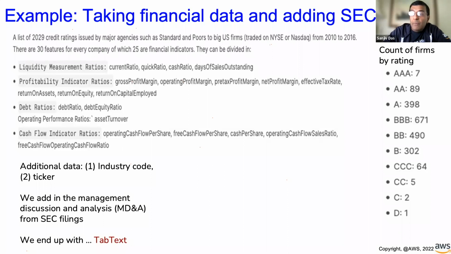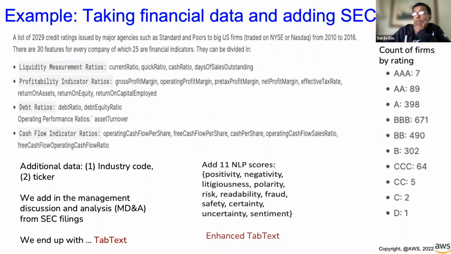We also added in the management discussion analysis section from the SEC filings, and you could add in different text. This was just one particular example. So we have a tool that actually downloads these SEC filings and curates a data set in one function call, and we can join it with a data set of financials. So we call that tab text, for tabular plus text. So the data frame is called tab text.